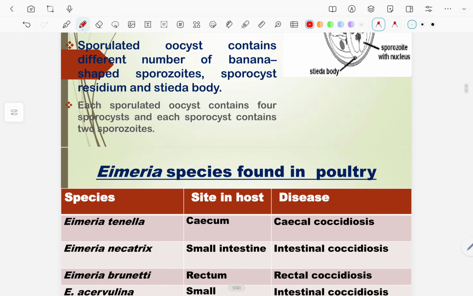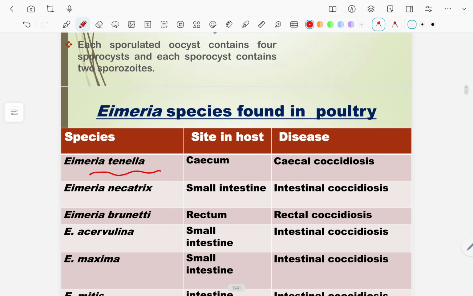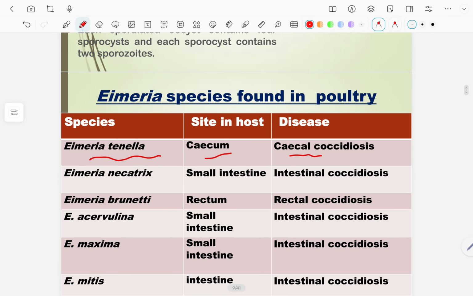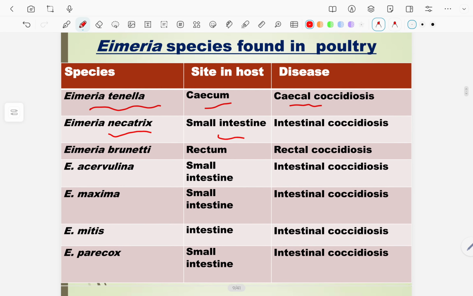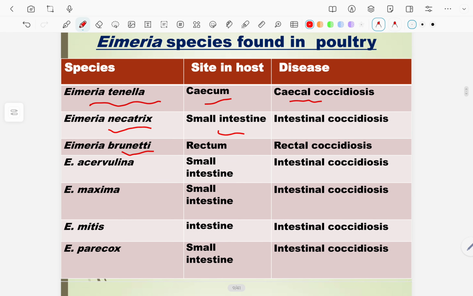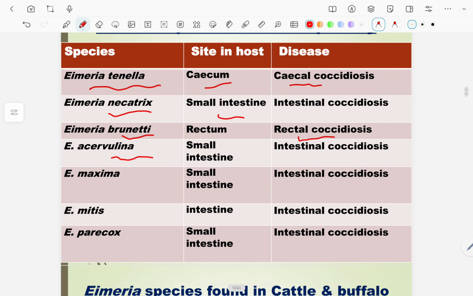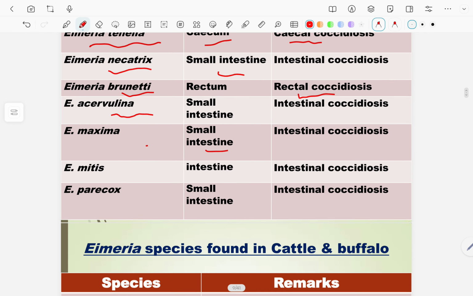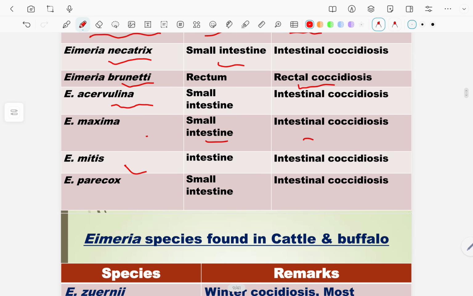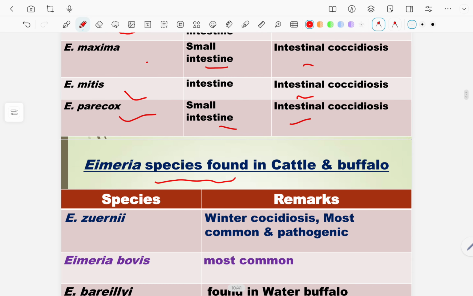Eimeria species found in poultry. Species, site in host, disease. Eimeria tenella, cecal coccidiosis. Eimeria necatrix, small intestinal coccidiosis. Eimeria brunetti, rectal coccidiosis. Eimeria acervulina, small intestinal coccidiosis. Eimeria maxima, small intestinal coccidiosis. Eimeria mitis, intestinal coccidiosis. Eimeria praecox, small intestinal coccidiosis.